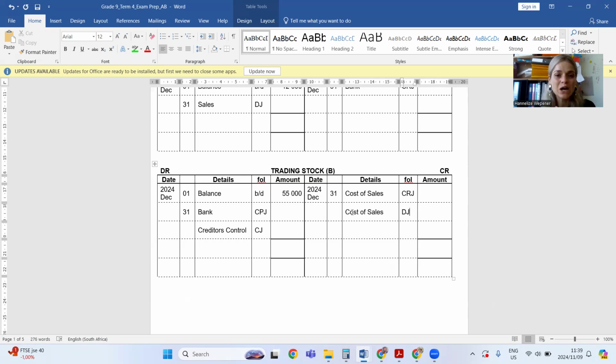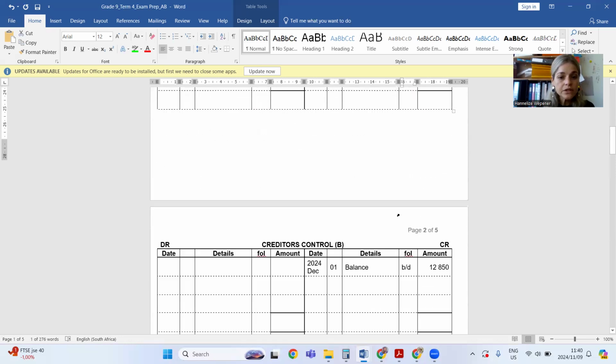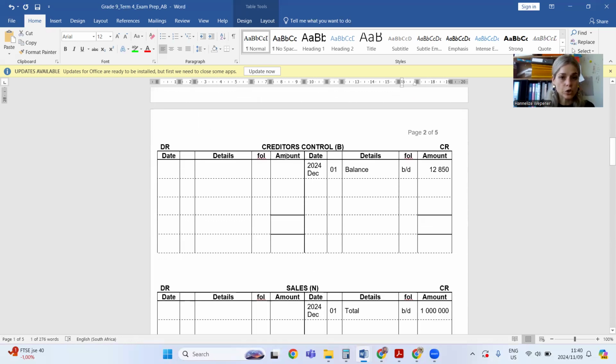Okay, so trading stock, you either purchase it using your cash, so you pay for it, or using credit, so creditors control. Then whenever you sell your trading stock, your trading stock is considered the cost, so the expense that you had to incur in order to make the sale. And you're either going to sell the stock and receive the money, or it's going to be a credit sale in the DJ. Right.